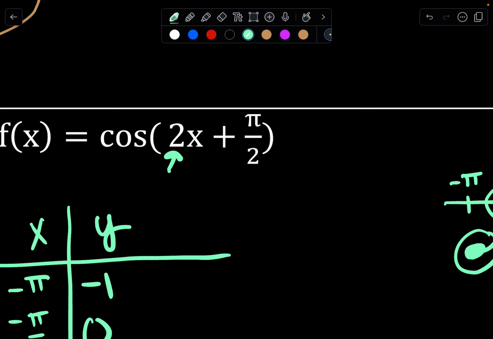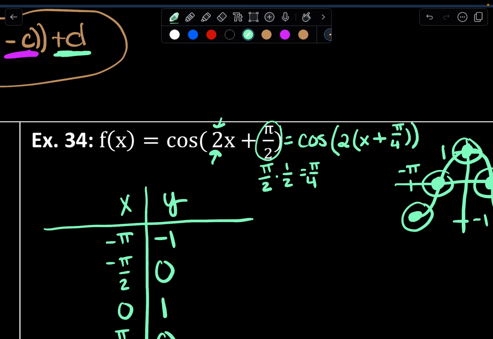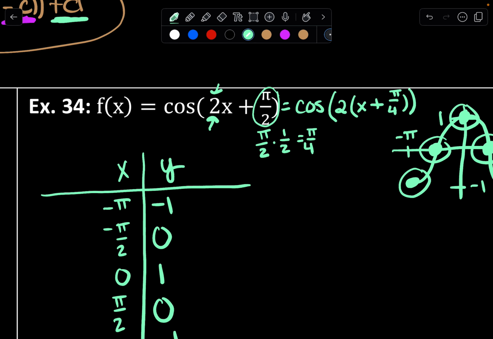That's not going to change. What's going to change is the shift, okay? We need to factor out that 2 so we can see the true phase shift, okay? So we have cosine. We'll factor out the 2, and now I have x plus. So whatever you factor out, just multiply that constant with the reciprocal of it. So we'll have pi over 2 times 1/2. That will give me pi over 4. So that my actual phase shift is pi over 4, not pi over 2. Okay. So always isolate the x value.